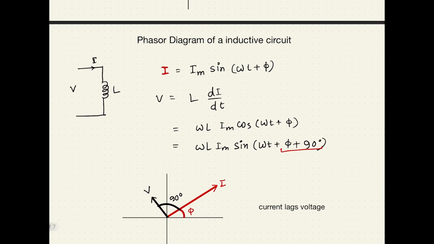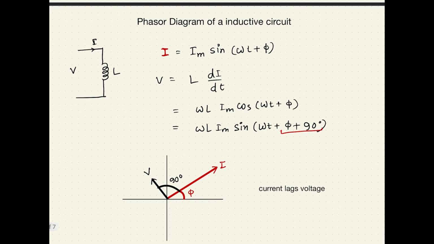Similarly, for an inductive circuit, if we manipulate this relationship, we get the expression of the voltage. And interestingly, here the initial phase angle of voltage is 90 degrees plus the initial phase of the current. That leads us to the conclusion that in an inductive circuit, voltage leads current, or current lags voltage.